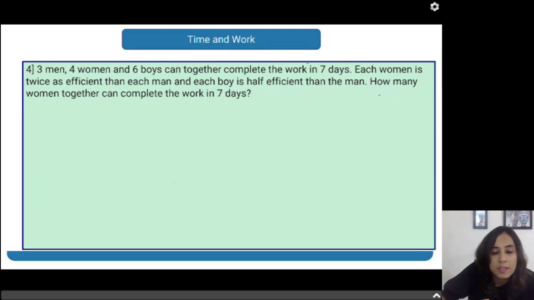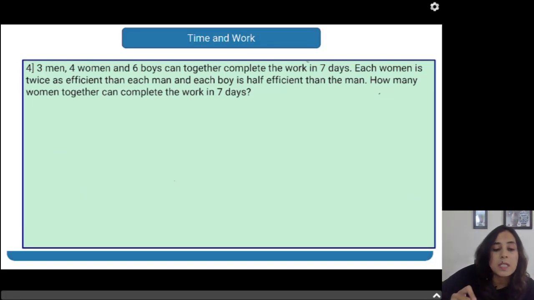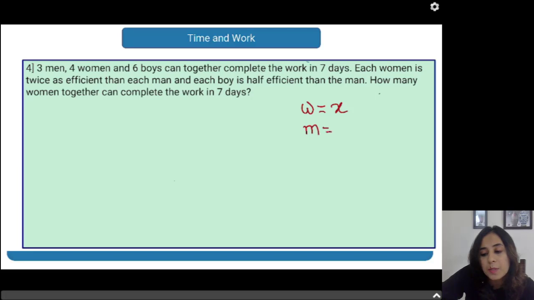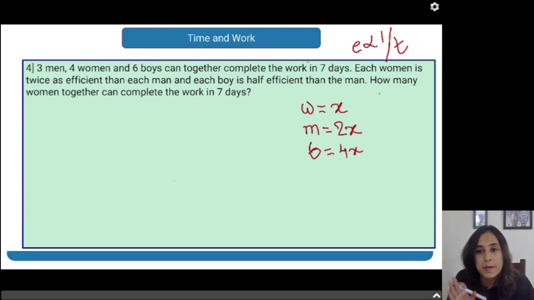So guys, here we are given the ratio of efficiency. Each woman is twice as efficient as the man. So let us assume that the number of days the woman takes to complete the job is X. Now the number of days that the man is going to take to complete the job is going to be 2x, because the woman is twice as efficient as the man, and we know efficiency is inversely proportional to the time taken. So the man is going to take longer, 2x days. Now the boy is half as efficient as the man, so the boy is going to take 4x days to complete the job all by himself.